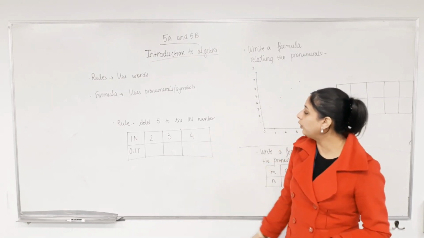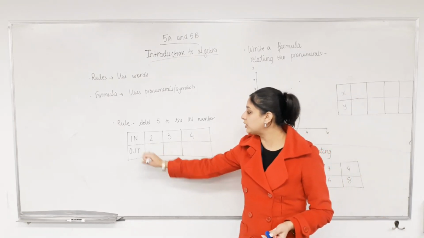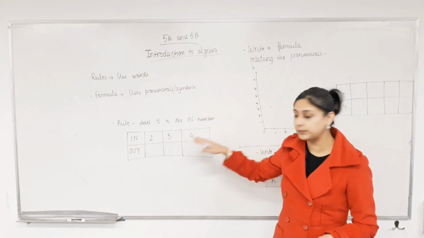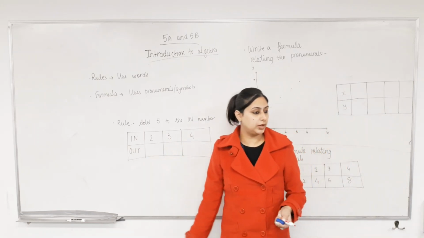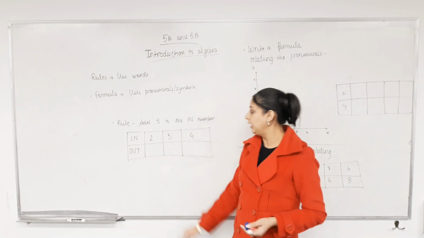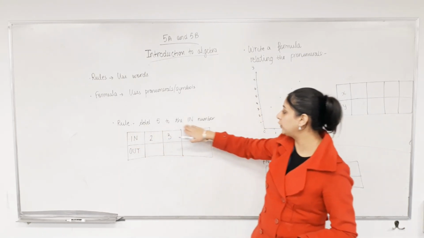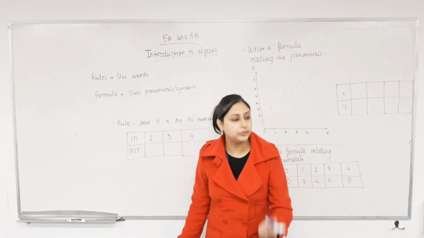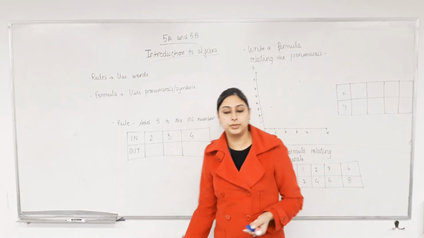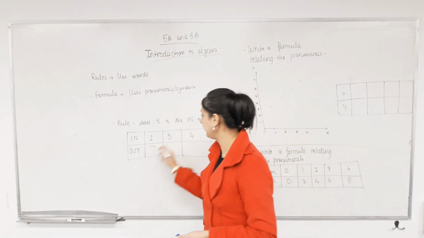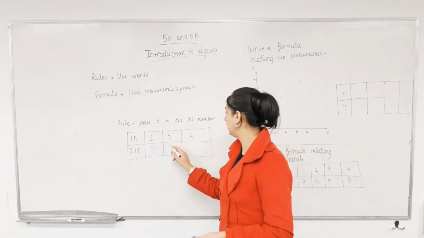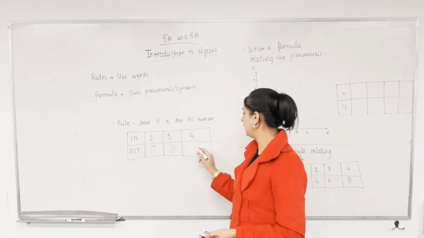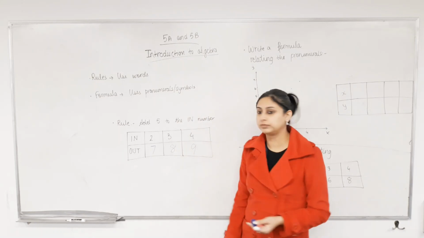Alright, so the rule between the two sets of numbers, I'll call these the input numbers, and these are the output numbers. Now they're related in some way. And the rule is add 5 to the input number. So if the input number is 2, we'll add 5 to it, that'll give us our output number. So 2 plus 5? 7. 3 plus 5? 8. 4 plus 5? 9. That's it, that's a rule.